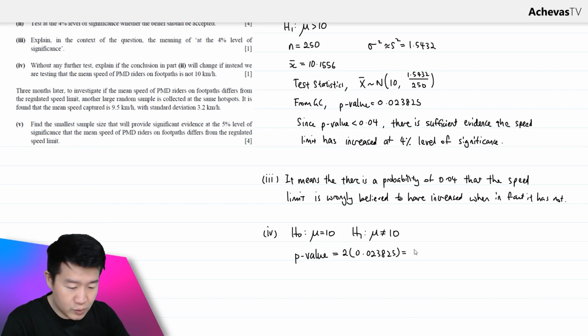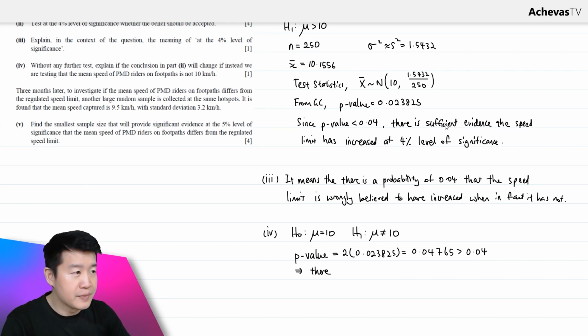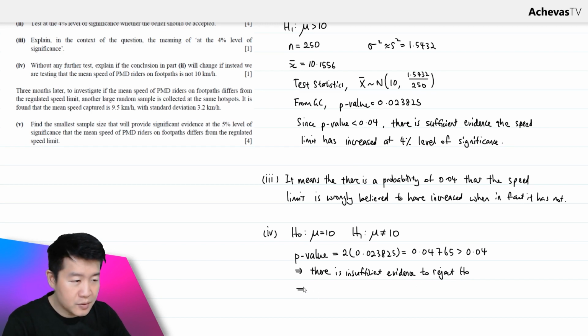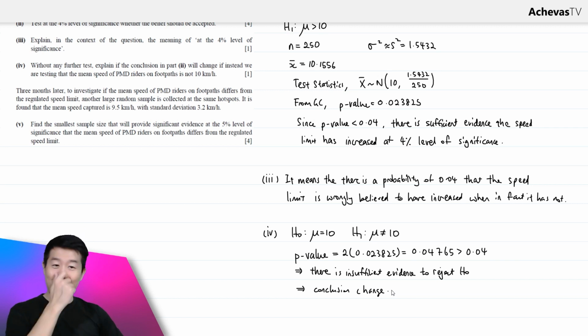This is equal to 0.04765. This is bigger than 0.04. So from sufficient evidence, now there is going to be insufficient evidence. So there is insufficient. This tells me that the conclusion will change. Let me just write conclusion change. So part 4, the conclusion will change, and one last part.